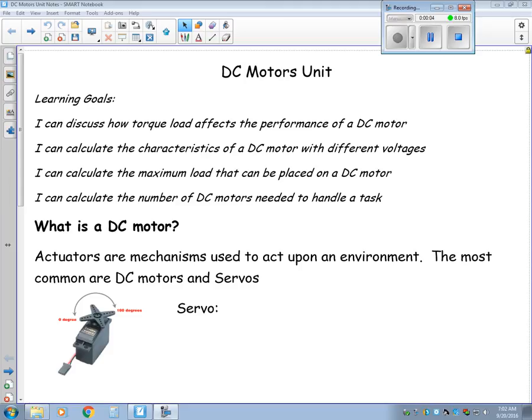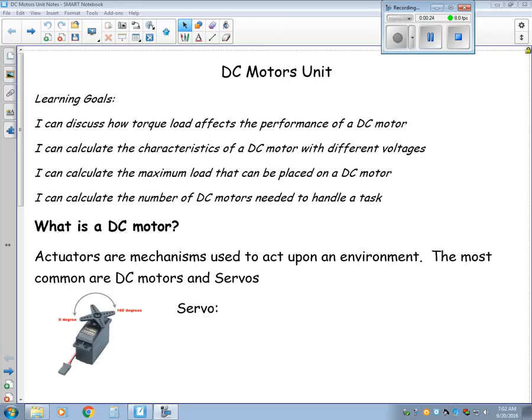So for this unit, I want you to be able to discuss how torque load affects the performance of a DC motor. I want you to be able to calculate the characteristics of a DC motor at different voltages. I want you to be able to calculate the maximum load that you can place on a motor and calculate the number of motors needed to handle a specific task.